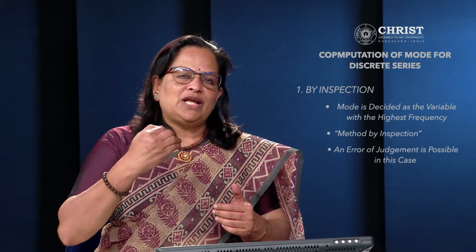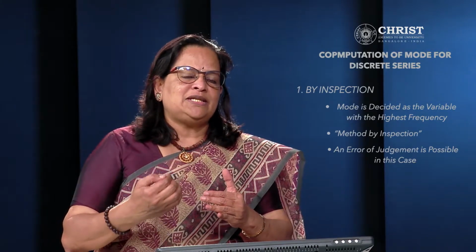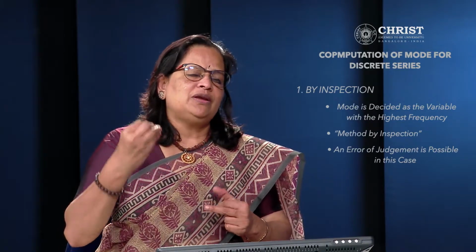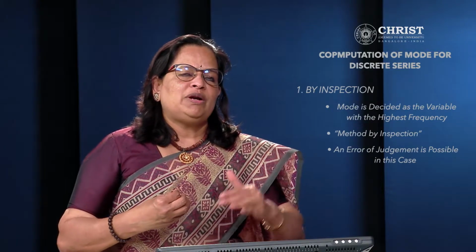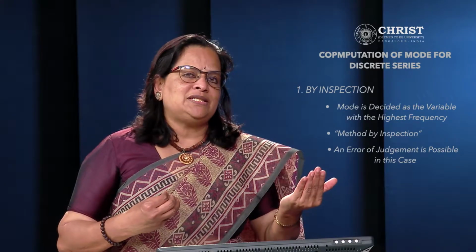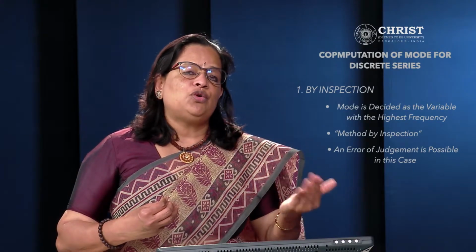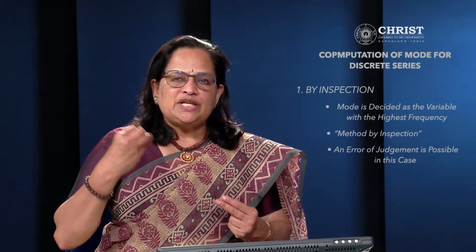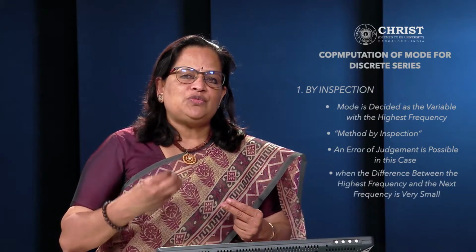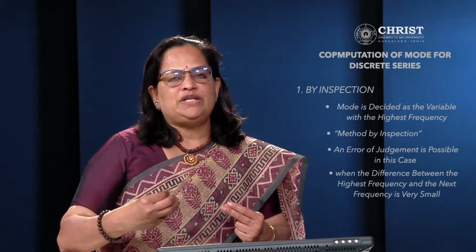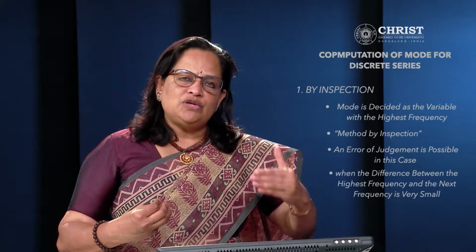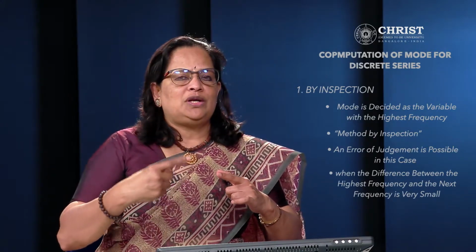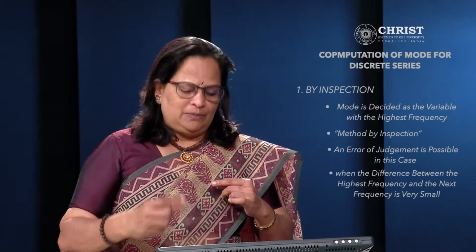An error of judgment is possible in this case. In the problem I will explain with the grouping table and analysis table, value 65 has the highest frequency. Just by inspection we would see that as the modal value. But when we do the grouping table and analysis table, we will see that 64 was the modal value. So error of judgment is possible, especially when the difference between the highest frequency and the next highest frequency is very small.